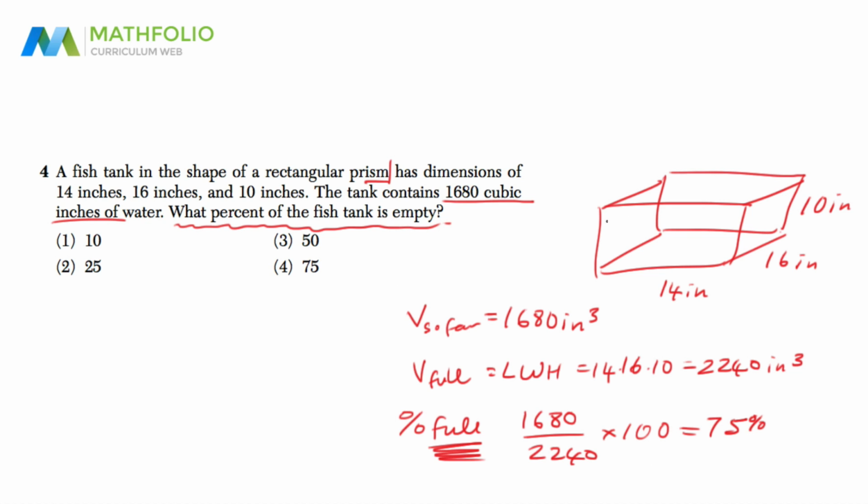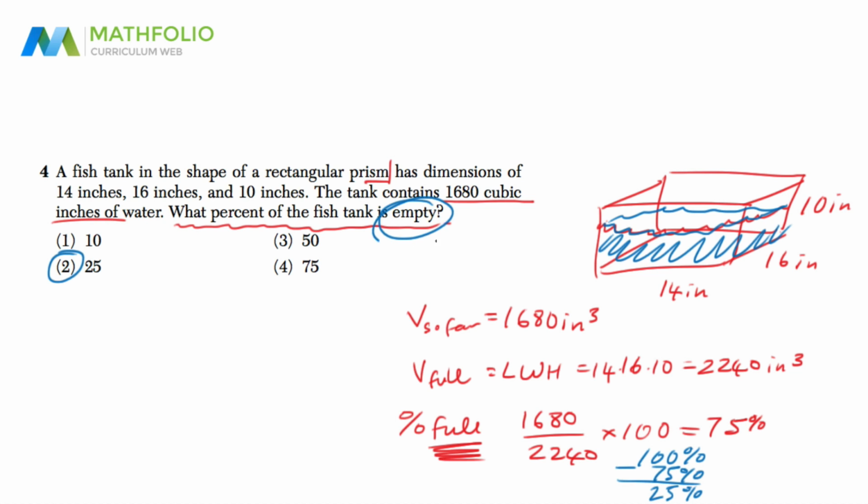So if this thing is 75%, full, and they want to know how much is empty, then surely it's the 100% minus how much full it is, 75%. So that gives us our answer of 25%. So 25% is how much empty. And so I probably should have really circled that word much earlier. So option 2 for question number 4.